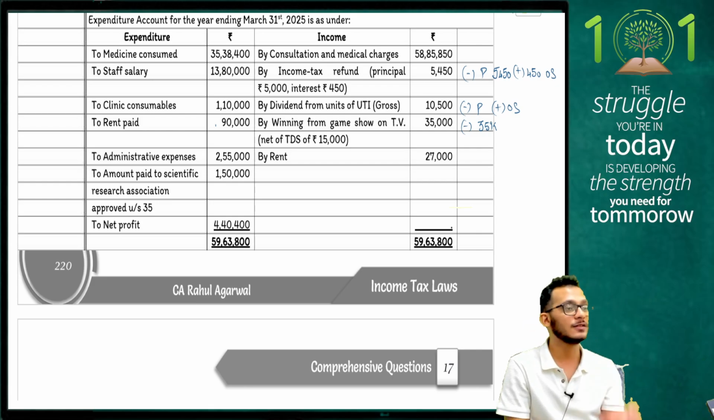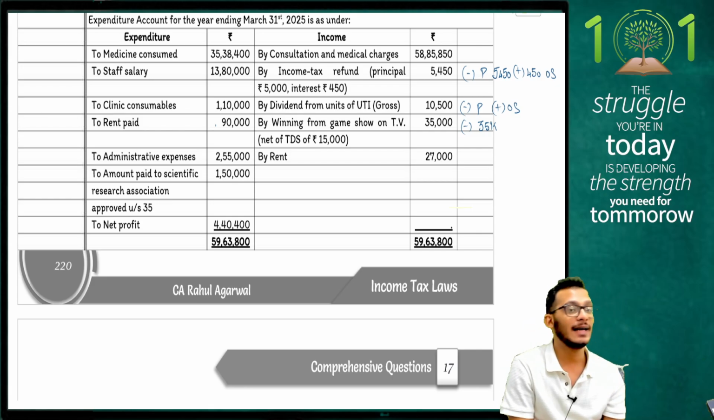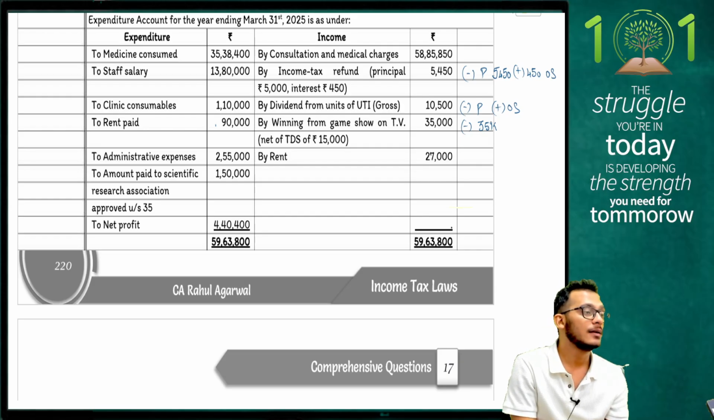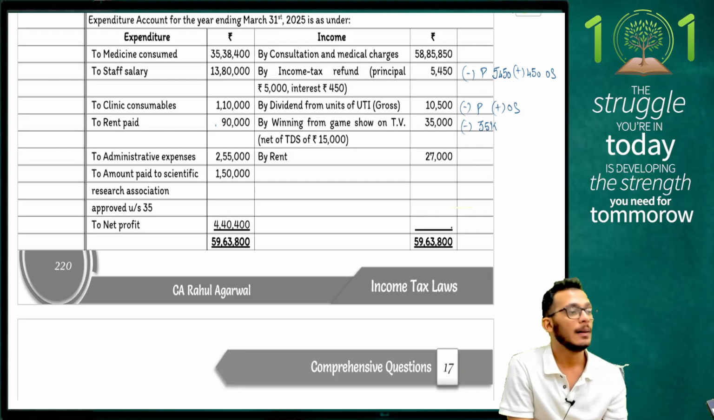Now come to IFOS and tell me, in IFOS how much should I tax? I should tax the full amount because TDS is also my income only. It is just that it is paid in advance.